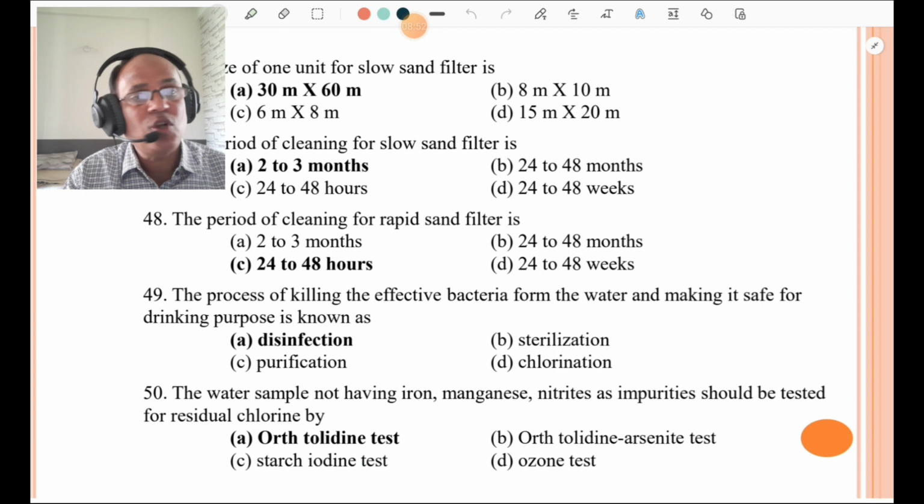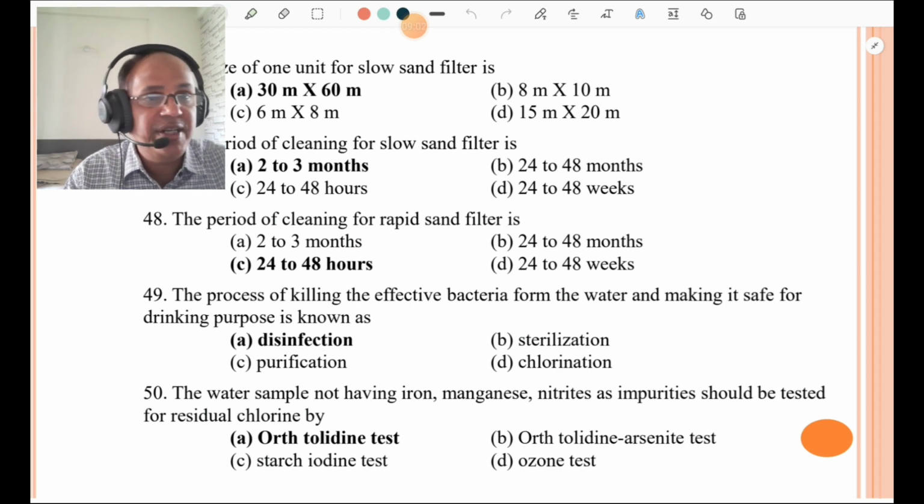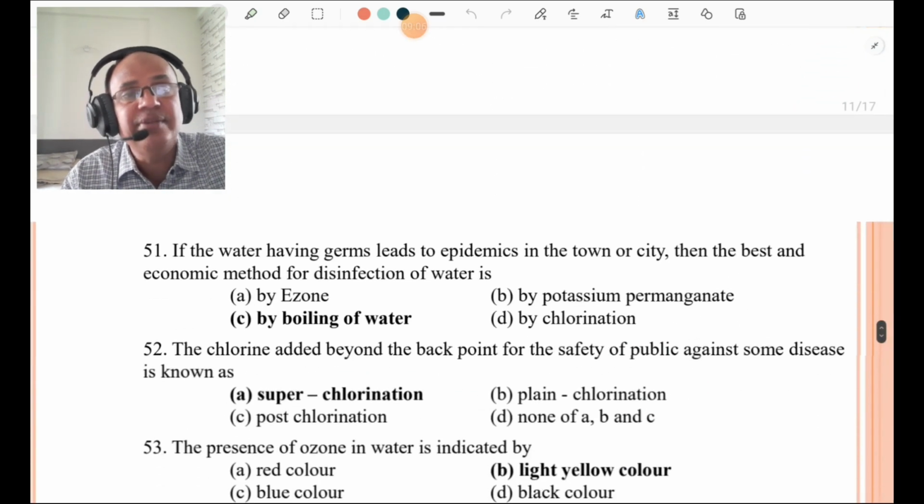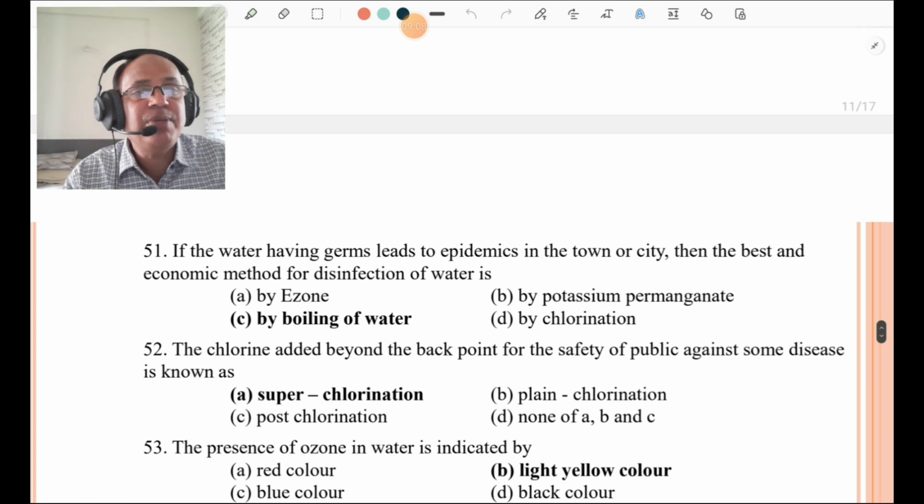The water sample not having iron, manganese, nitrates as an impurity should be tested for residual chlorine by orthotolidine test. You must know that orthotolidine test. If the water having germs leads to epidemics in the town or city, then the best and economical method for disinfection of water is by boiling the water. पाणी उकळून प्या असं म्हणतात. That is very important for disinfection.